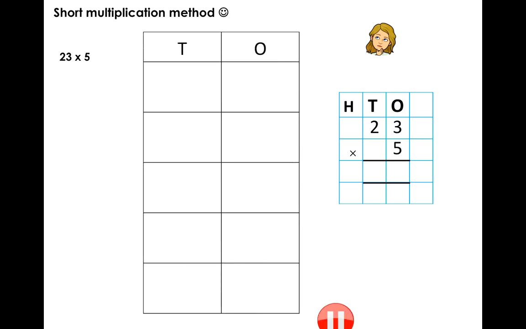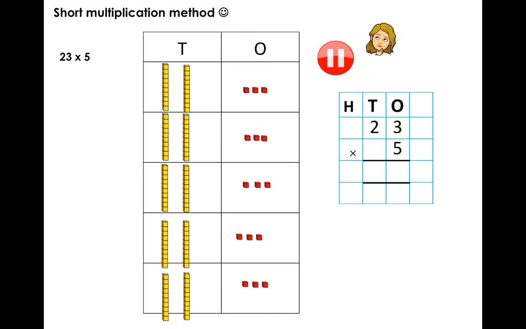Okay, now we have 23 times 5, so 5 groups with 23 in. So I want you now to pause the video and have a go at this one. Remember, you're starting in your lowest place value column, the 1s. How did you do? How did you find that?